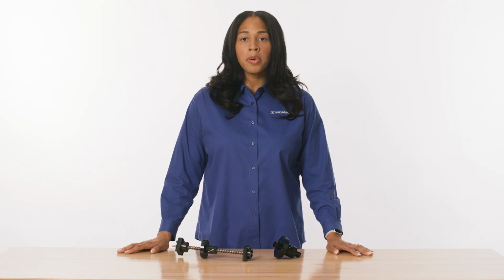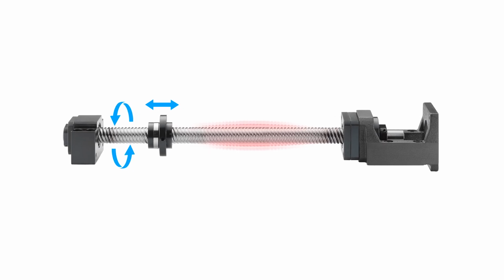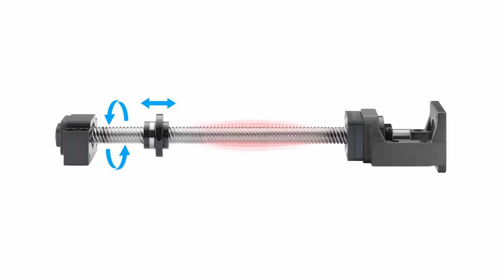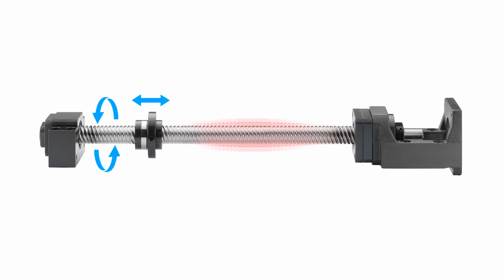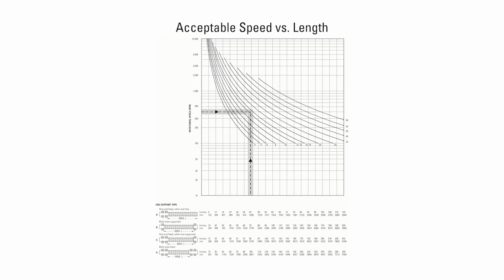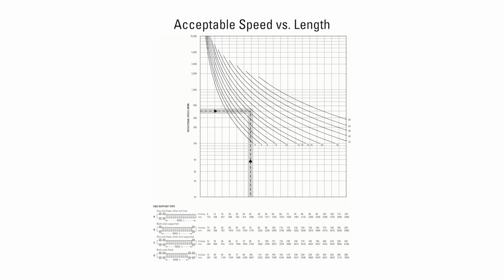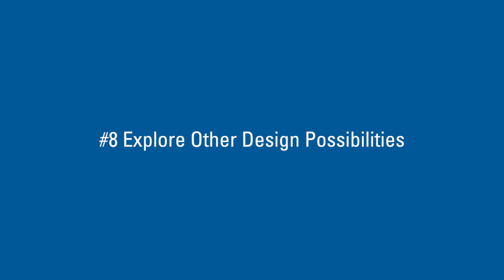Critical speed is the rotary speed that creates harmonic vibrations. Remember that every ball screw has its own rotational speed limit, the point of excessive vibration and harmonics in the screw. The critical speed depends on the end support configuration. Be sure to use the Thompson acceptable speed chart to help determine the critical speed of a particular ball screw system. Explore other design possibilities, such as ball return systems and environmental resilience.